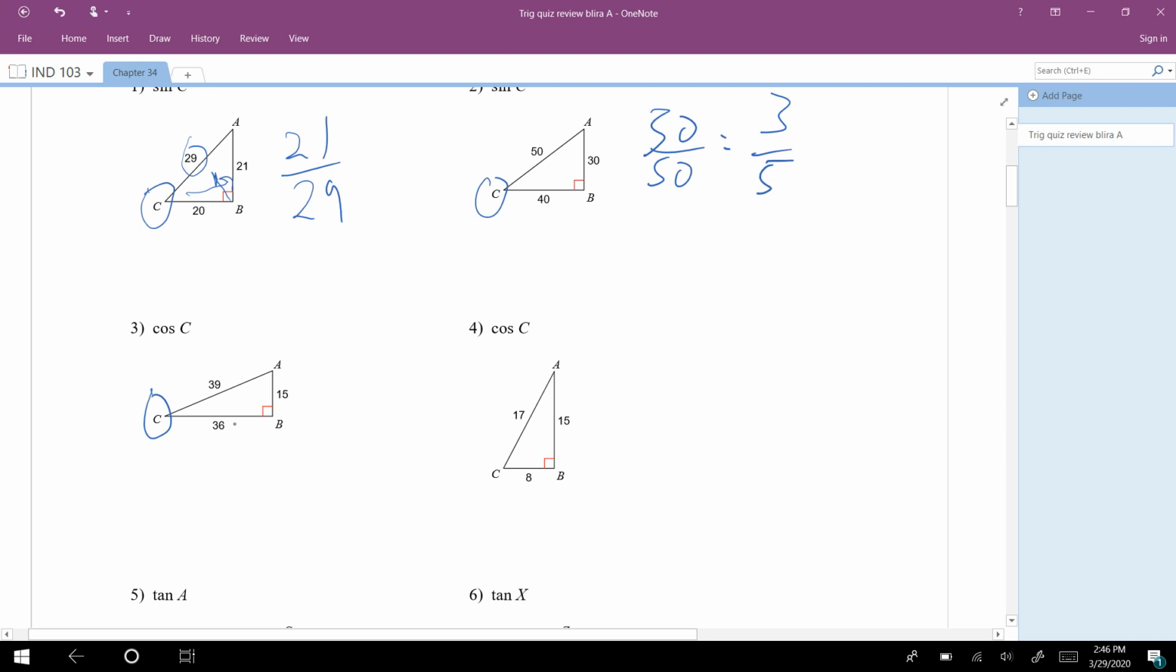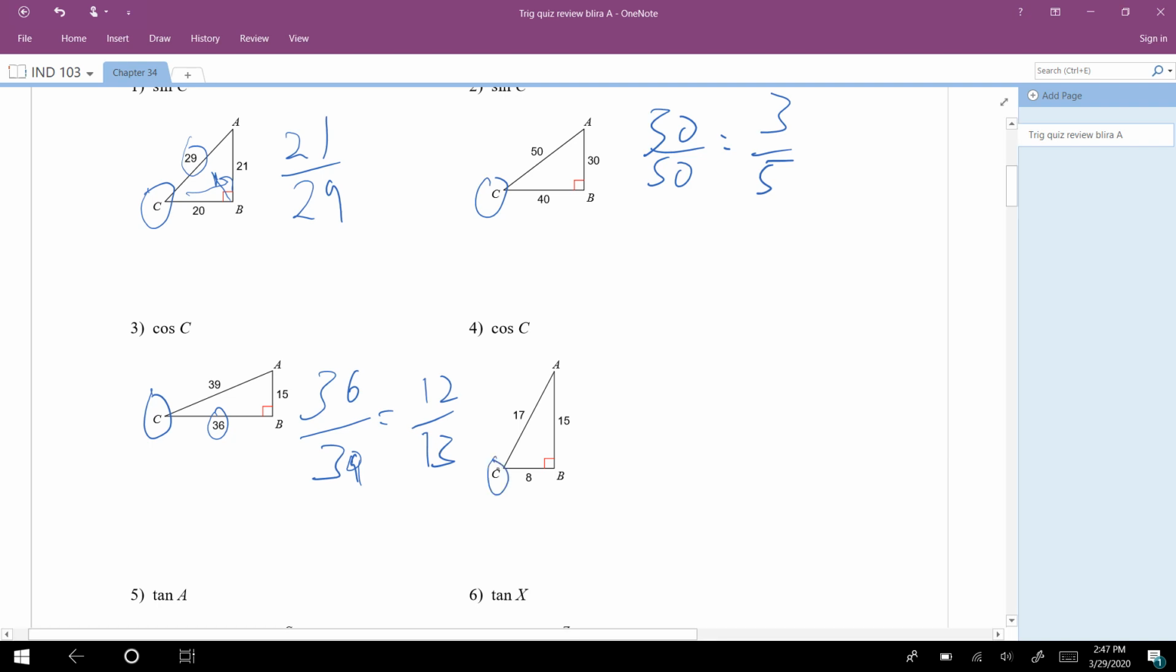C there. Now the adjacent side is the side next to it. All right. So right here, this 36 is going to be adjacent. So 36. And our hypotenuse, 39. And that breaks down to 12 over 13. Sweet. You don't have to reduce, but I always like to reduce. It's good math practice, I guess. All right. Cosine of C here.